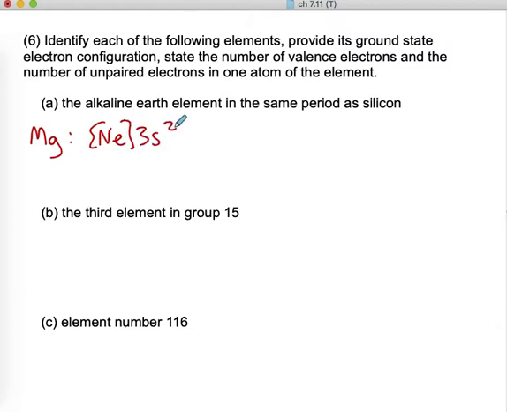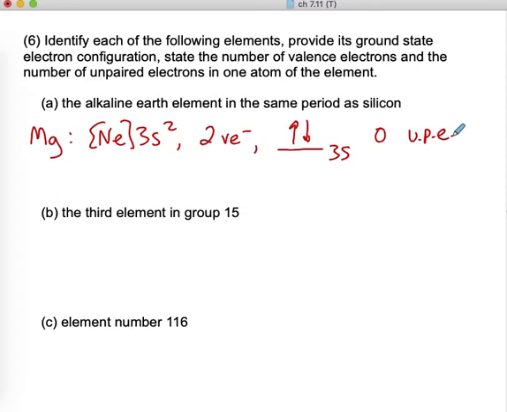The 2 electrons in the 3s sublevel are its valence electrons. So I've got 2 valence electrons. And the number of unpaired electrons can be determined by looking at a partial orbital notation diagram, which is kind of like an energy level diagram, but it only shows partially filled sublevels, which would be the 3s. And because the 3s is completely filled, there are 0 unpaired electrons in an atom of magnesium.